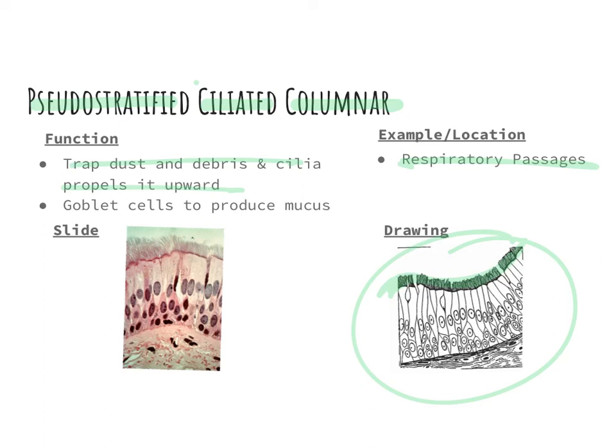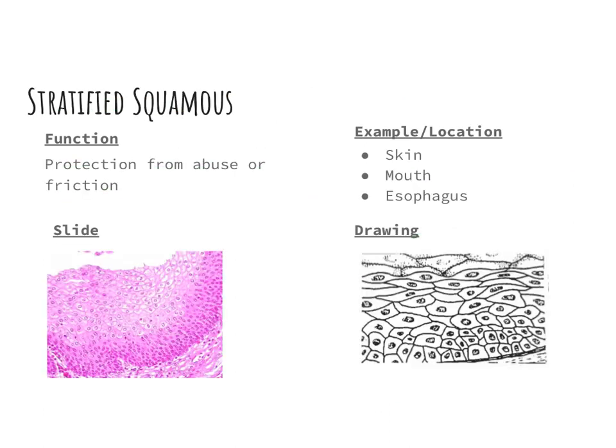Also, because they're columnar cells, they have goblet cells that help to produce mucus, which also helps to protect us by trapping particles, and then we can cough them up so it doesn't get into our lungs. If you look at the image of the slide, you can see those cilia there on the apical edge and the pseudostratified columnar cells as well.